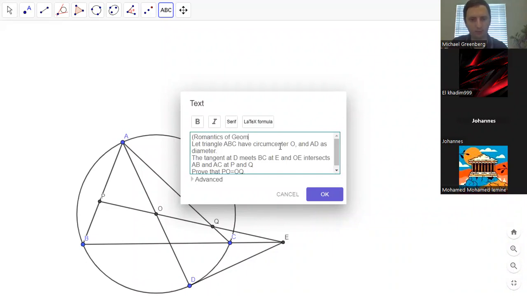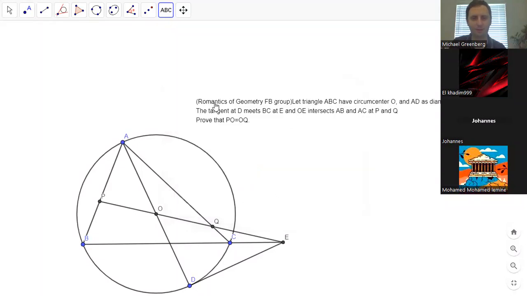Antics of Geometry Facebook group. All right, let me just do some LaTeX. Screw the LaTeX. We'll just draw it like that. Okay.